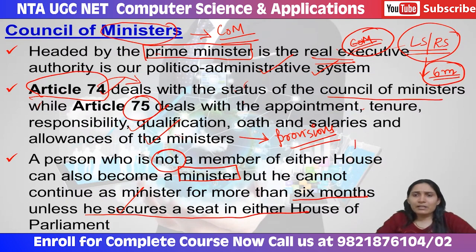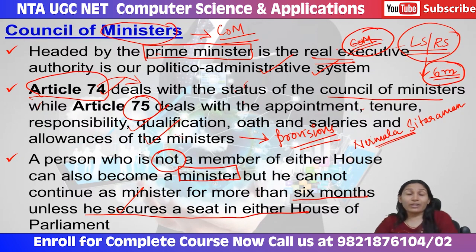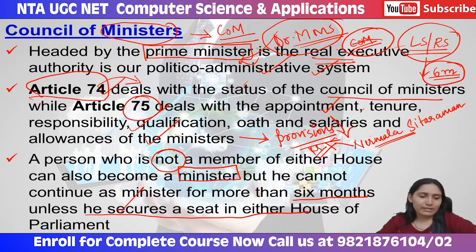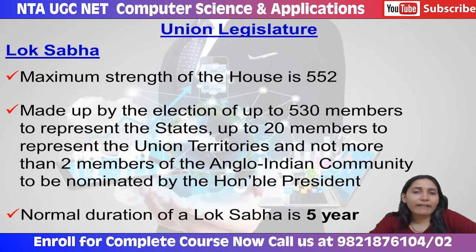Now, I'll give you certain examples. For example, Nirmala Sitharaman, who is our finance minister, was not a member of any of the houses when she was first appointed. Later, she became a member of the Rajya Sabha. Another example is Dr. Manmohan Singh, our former Prime Minister, who also became a Rajya Sabha member after becoming the minister. So any person can become a minister if the majority party or the Prime Minister decides to, but within 6 months, he or she has to get membership in either of the houses of the parliament. Okay. So this is about the Council of Ministers, and with that, we have come to an end of the Union Executive. Tomorrow, we will take up Union Legislature.